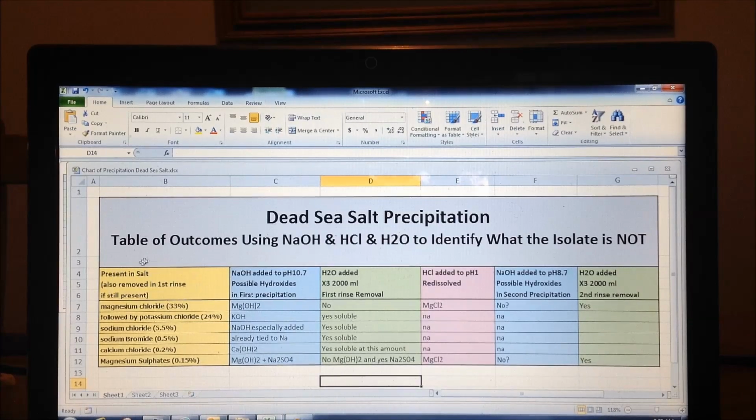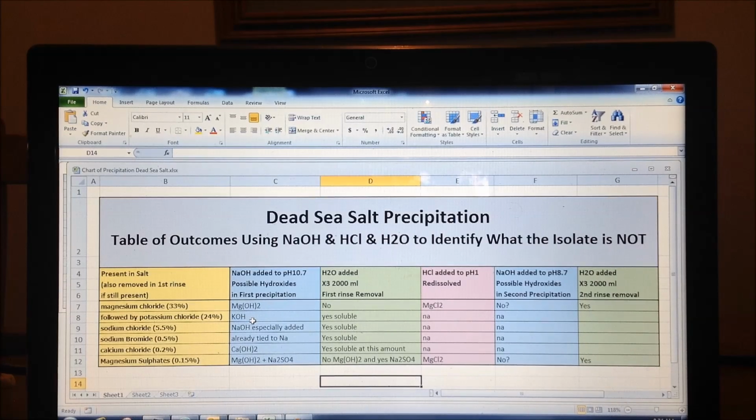So present in Dead Sea salt is as follows: all of these chlorides, sodium bromide and also magnesium sulfate with these percentages. Now the salt is entirely soluble at this 150 gram input amount, so if no reaction occurs, then these get taken out with the first wash. So anything here that doesn't react is gone, so we can eliminate all of these. Now these are the possible reactions that could occur. Some are known, others are not 100% known.